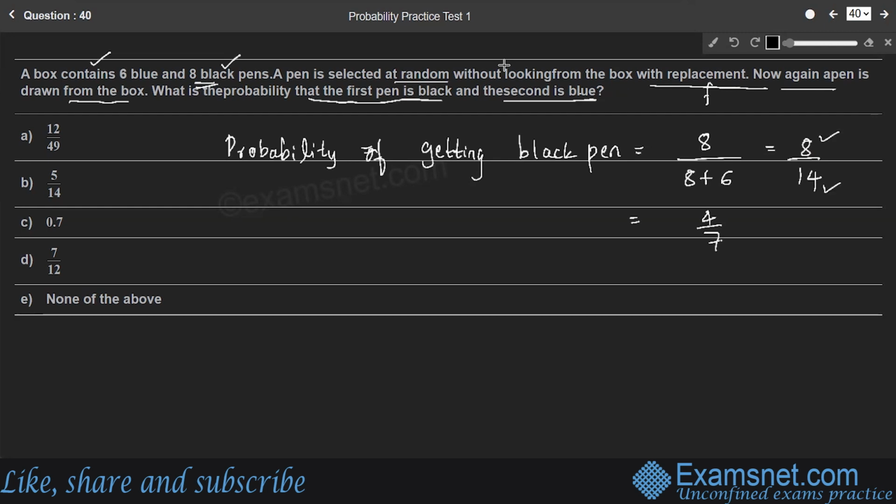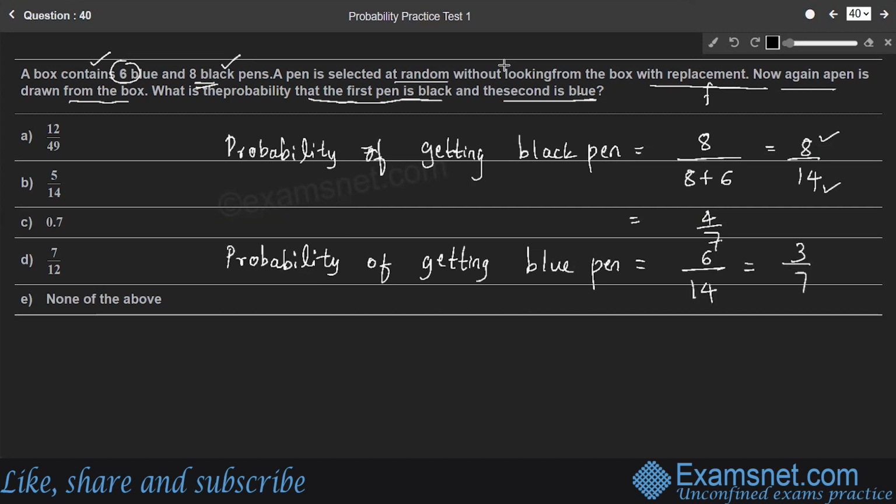That's the probability, right? So then the probability of getting a blue pen. There are 6 blue pens, right? So out of 14 pens, it is 3 by 7 is the probability, right? 3 by 7 is the probability. That means out of 14 pens, you can get 6 blue pens. Therefore, the question is the probability that the first pen is black and the second pen is blue. That means the total probability is the product of these two, right?